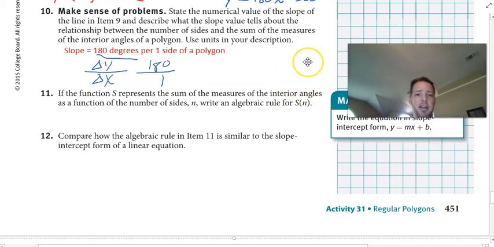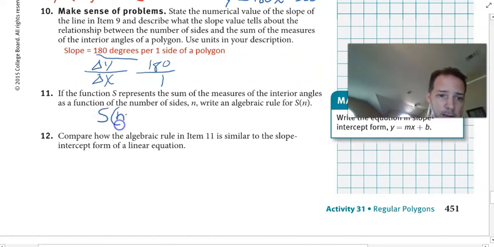All right, it says the function s represents the sum of the measures of the interior angles as a function of the number of sides. Write an algebraic rule for s. So the sum of the interior angles based on the number of sides is the formula that we came up with earlier.